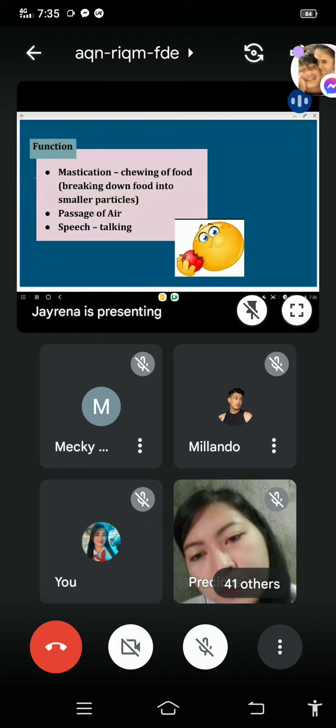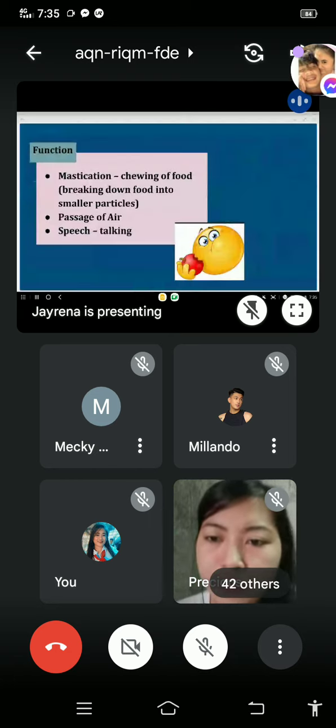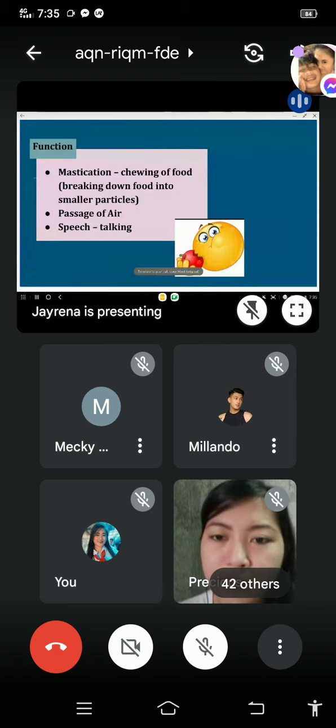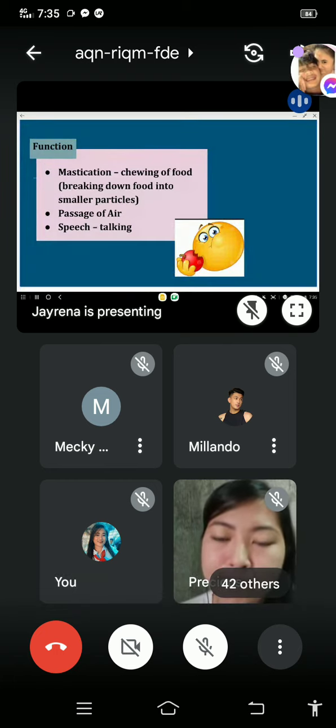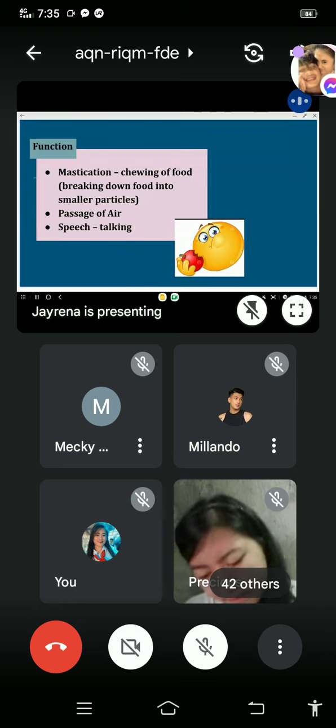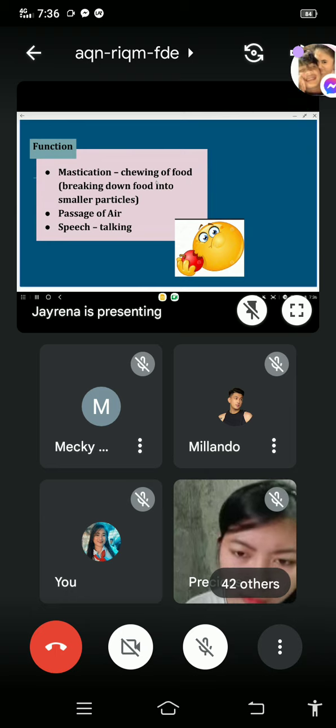Diba? Natatandaan ninyo? Or if you have studied your science classes in high school, diba? From carbohydrates, nagbe-break down fructose, diba? Glucose. So all of those, some of the enzymes, no, nagkakaroon na ng start ng digestion sa oral cavity. But yung pinaka-function ng ngipin is for mastication. And that's the chewing of the food mechanically.